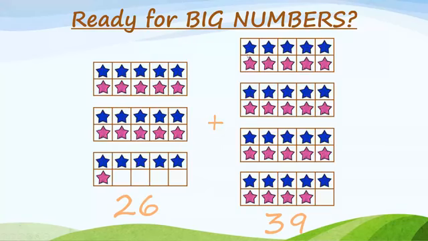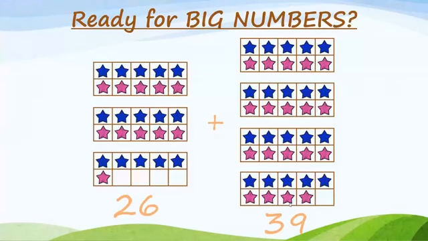And then we have 39, so that's 10, 20, 30, and then 9 more. The only thing we care about in the 26 is that there's 1 extra piece here. And the most important thing is the extra 4 in the 39 here.